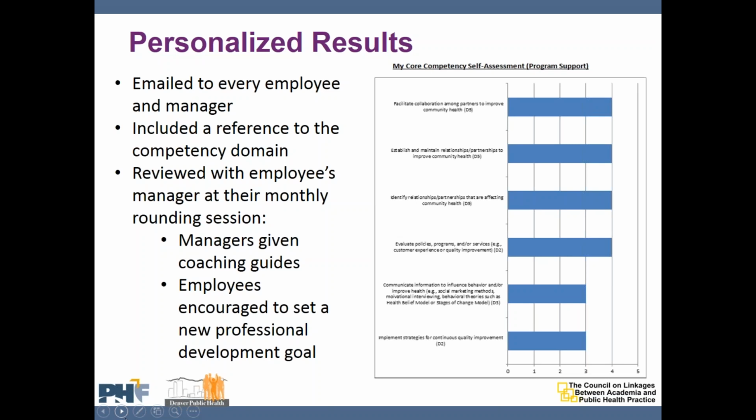So if an employee was looking at their self-assessment and they noticed at the bottom all of the ones that they might have scored themselves lower in were related to communication skills, then they could set a professional development goal around communication skills instead of just one competency. Every employee's manager also received a copy of this self-assessment, and we asked the managers to review the self-assessment at the next monthly rounding session that they had with their employee.